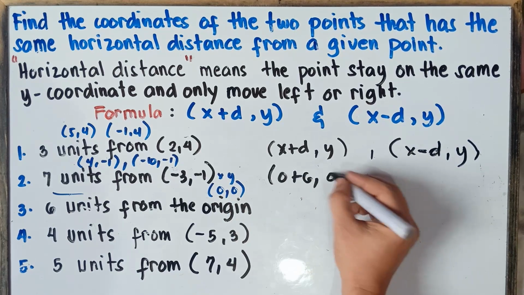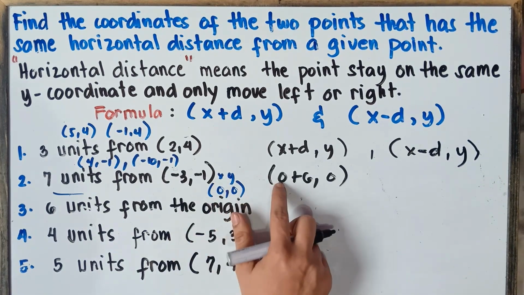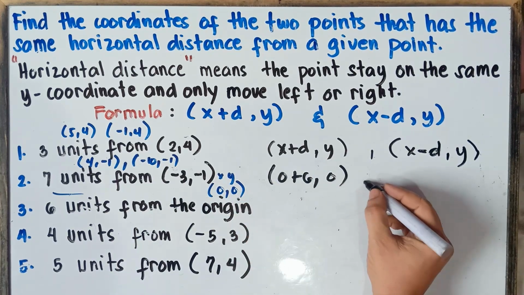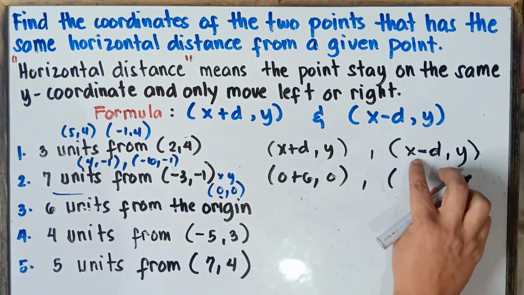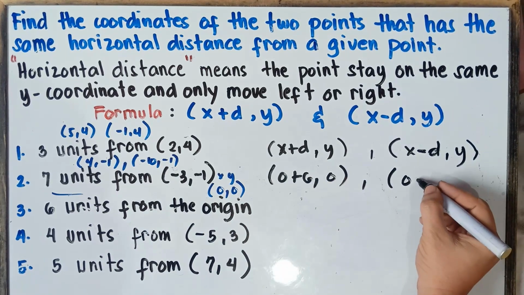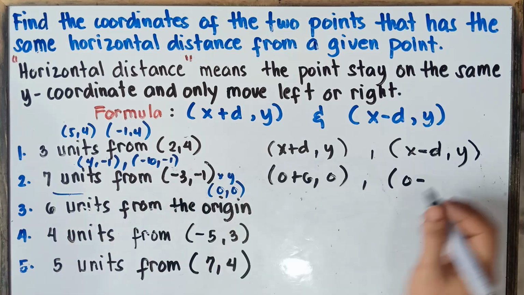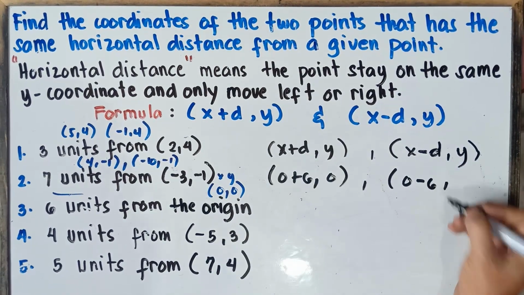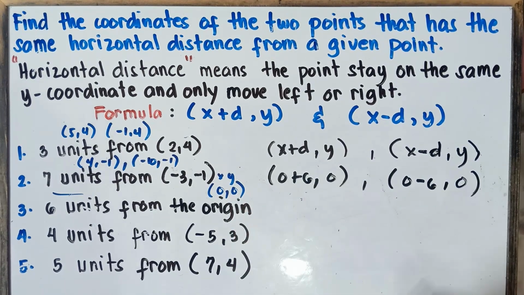copy, 0. So once again, class, x value is 0, the distance is 6, so 0 plus 6, comma, and then y value is 0. Comma, and then the second point, x value is 0, minus the distance, that would be 6. Okay, do not forget the comma, and then y value is 0.